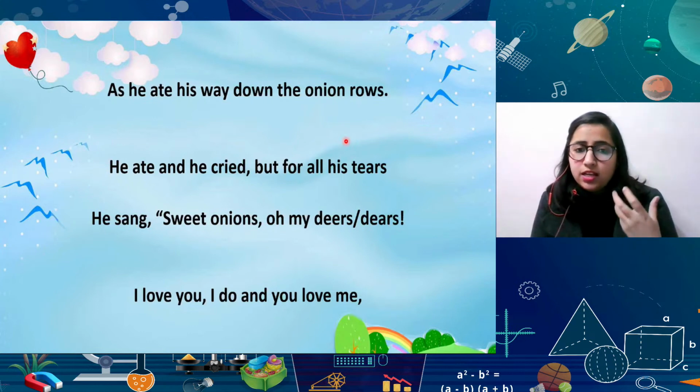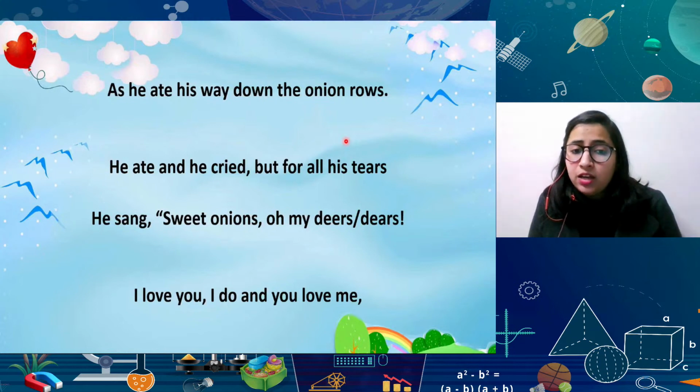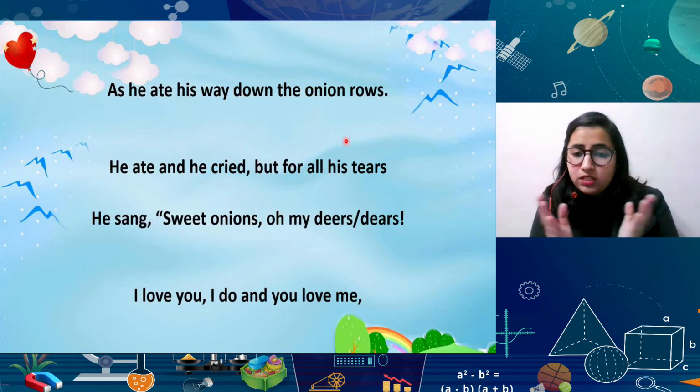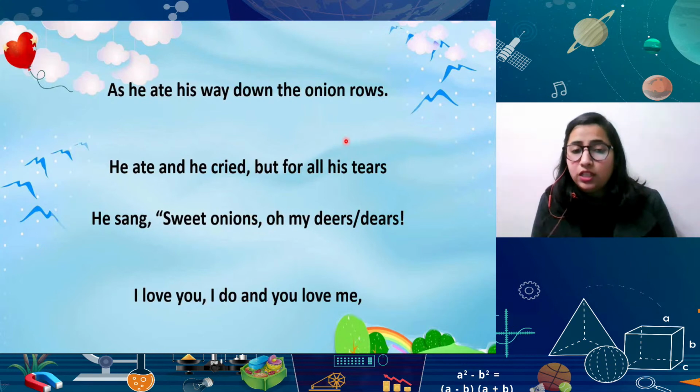He kept eating onions and he kept crying because of the smell. But for all his tears, he sang, sweet onions, oh my dears. So he kept crying and he kept eating onion and tears kept rolling down his face. But despite all of that, he just sang, sweet onions, oh my dears. Like we exclaim, no? Oh dear, oh my God, you must have read these exclamatory phrases in your books or heard them from your teachers.